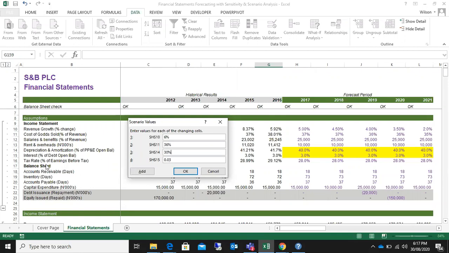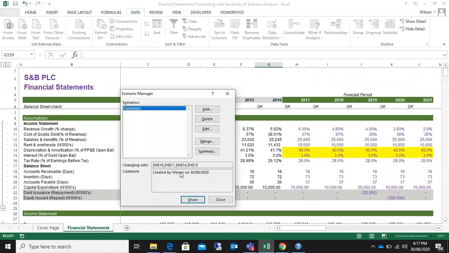Now the next one is interest, right? So interest here is 3%. Best case will be for us to go lower because we don't want to pay too much interest. So best case is for us to go lower at 2%. So here we can say okay. So once we click OK, we have defined our optimistic case.